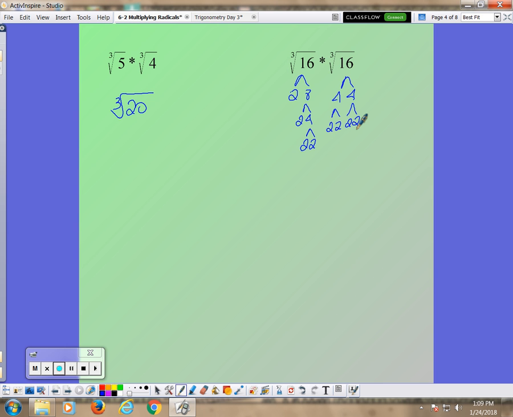And if we do all that, we are grouping by 3's this time, since my index number is a 3. I'm going to group by 3's. So I have 3 here, I have 3 here, and I have those guys left over. So I'm going to pull out a 2 from group 1, a 2 from group 2, so that means I have 4 cube root, and what's left? Well, I have that 2 and that 2, so that's 4. So 4 cube root of 4.